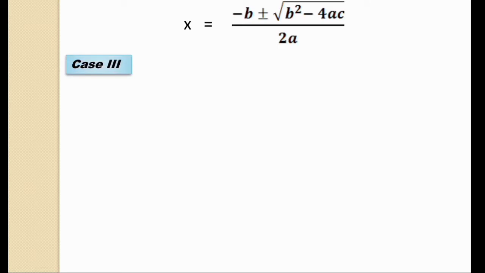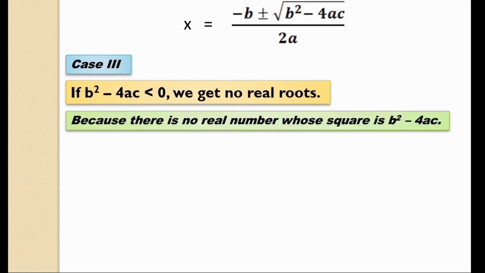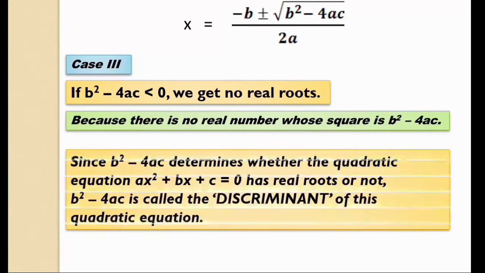Case 3. If b² - 4ac is less than 0, it means the value of b² - 4ac is negative. In this case, we get no real roots, because there is no real number whose square is b² - 4ac. So in this case, we cannot find any real roots.